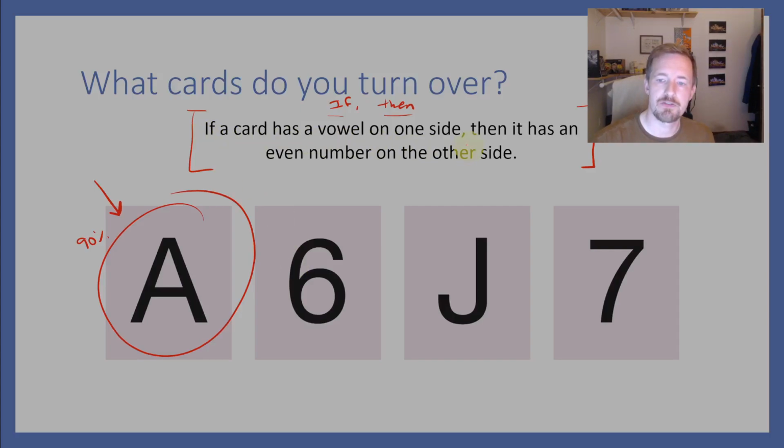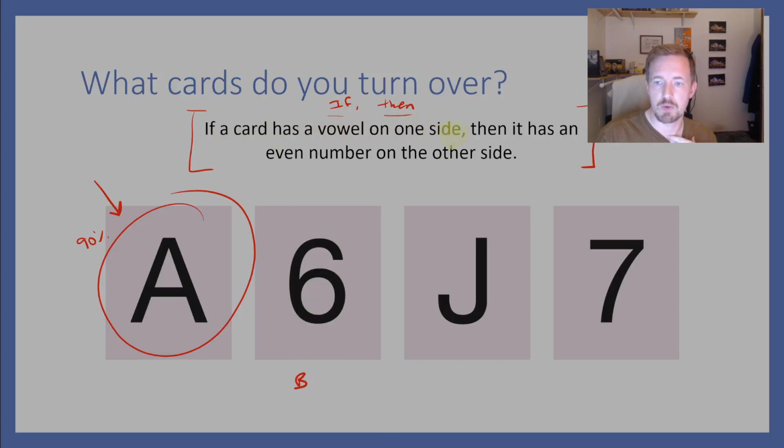So if a card has a vowel on one side, then it has an even number on the other side. That's what we're testing. So if I flip this over, and there is a vowel, if there is an A, cool. That means that this hypothesis seems to be true. But let's say that we turn it over and there's not a vowel, that there's a B, for example.